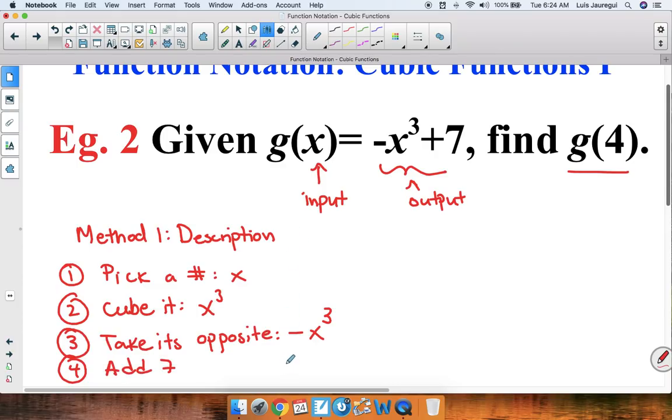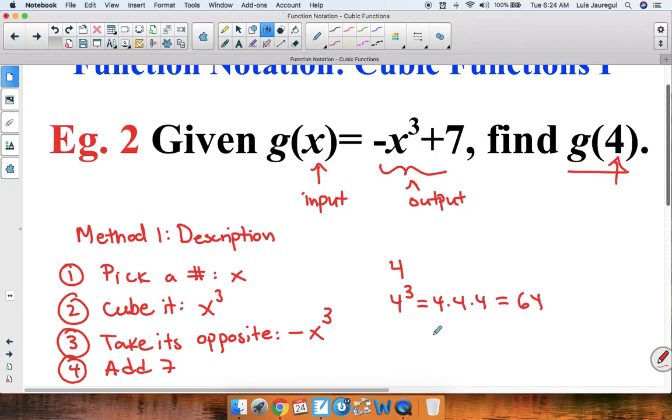Now we're going to go through this sequence of steps, but now using the value for x to be 4. So that's the number we're going to choose because that's our input here. So pick a number, 4, cube it. So we have 4 cubed, which is 4 times 4 times 4. Now 4 times 4 is 16, times 4 gives you 64.